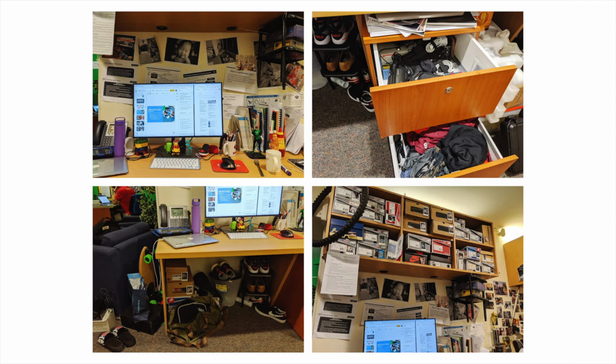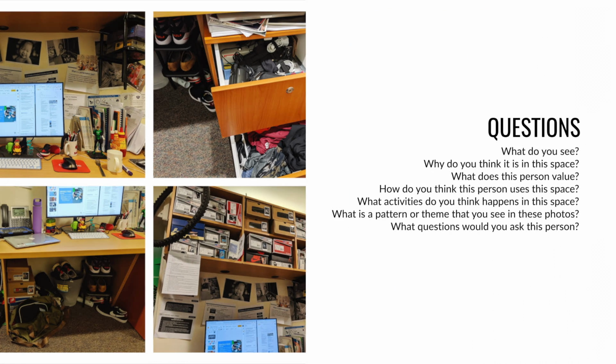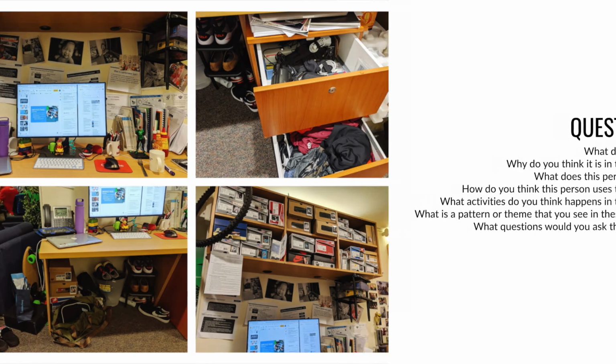Using these photos, I guided students in answering the following questions, modified questions from the IDEO U course. What do you see? Why do you think it is in this space? What does this person value? How do you think this person uses this space? What activities do you think happens in this space? What is a pattern or theme that you see in these photos? What questions would you ask this person?